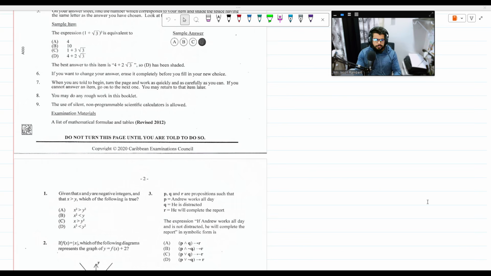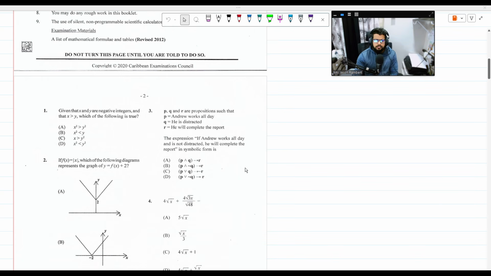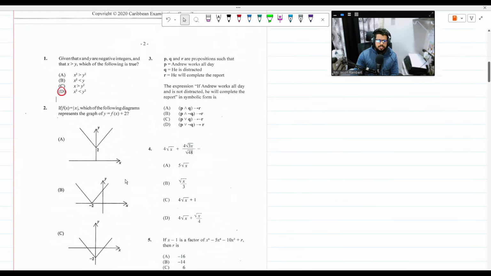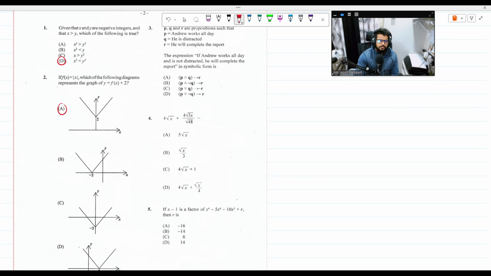Number one. So x squared will be less than y squared. Modulus of x is f of x plus 2. Taking the modulus of x and sending it up 2 pieces. A.